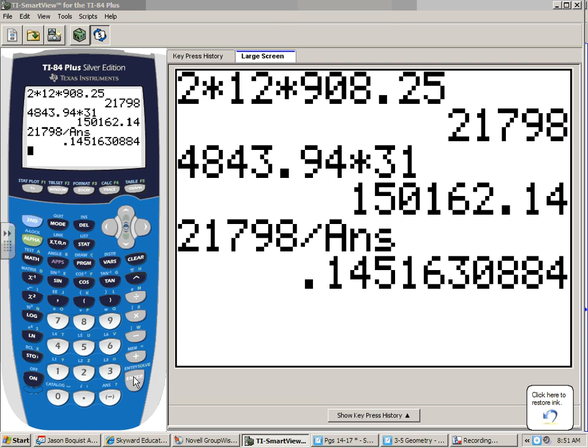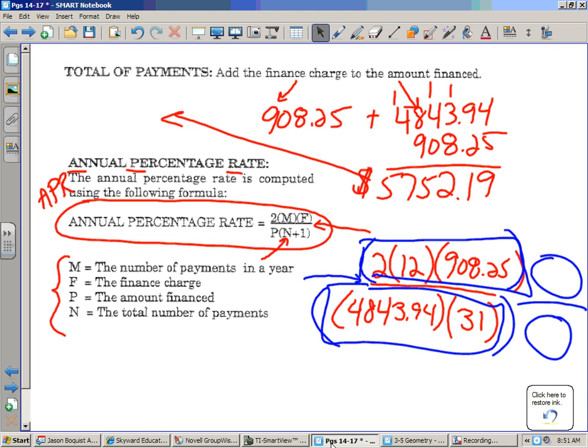So what do we got there? 14.5. I got to go back to our notes now, huh? So what was our APR? I don't even have a place to write it. We'll write it down here. We'll just go 14.5.